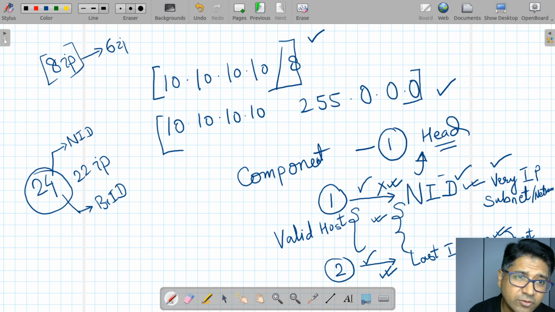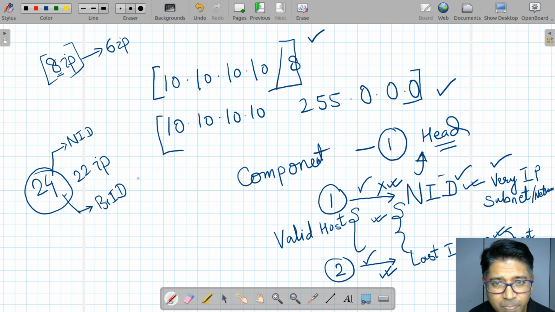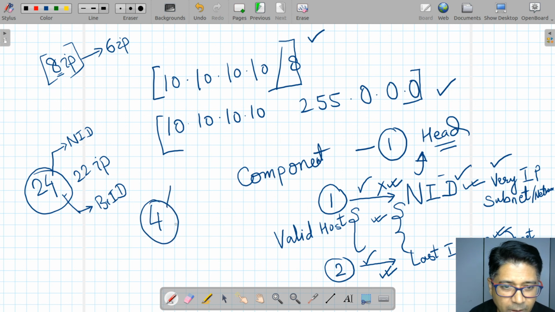People don't understand this. It doesn't depend on 24 or on 8. No matter how big the family is, the father will be only one. If you have one child or two children, the father will still be one. Suppose you have one network with 4 IPs. How many usable IPs? 2. Excellent.